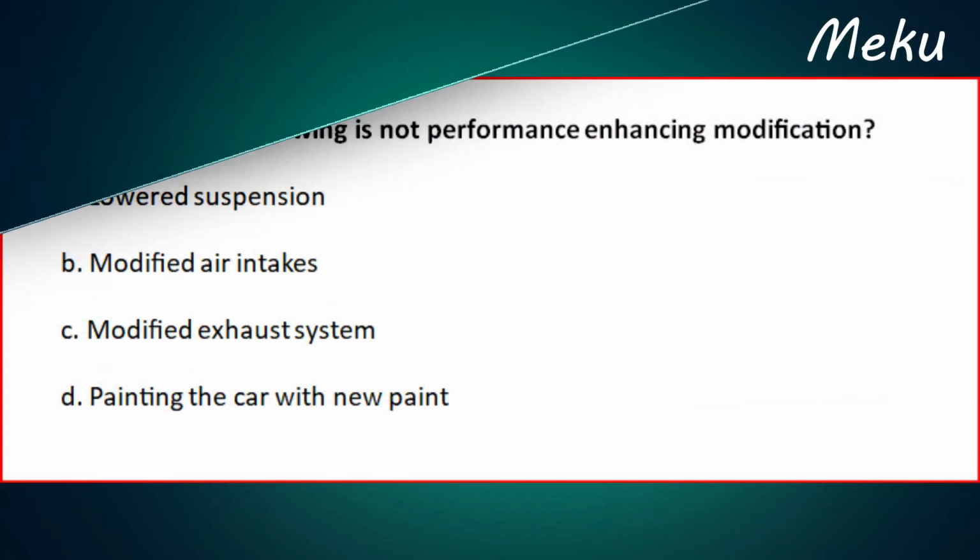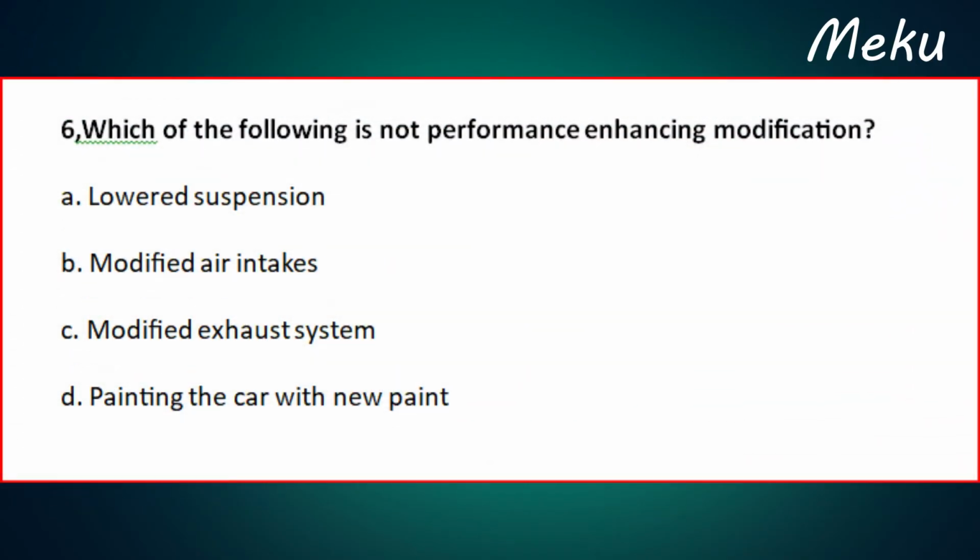6. Which of the following is not a performance-enhancing modification? A. Lowered suspension. B. Modified air intakes. C. Modified exhaust system. D. Painting the car with new paint.